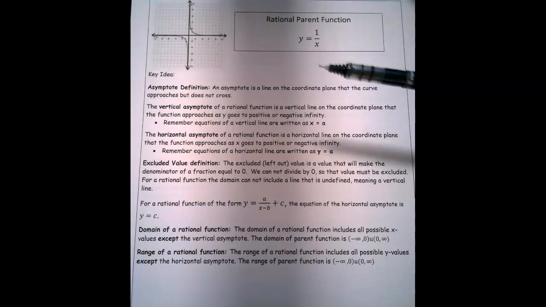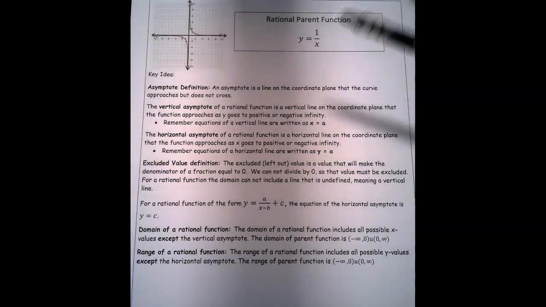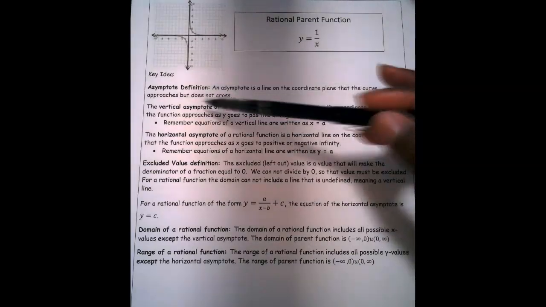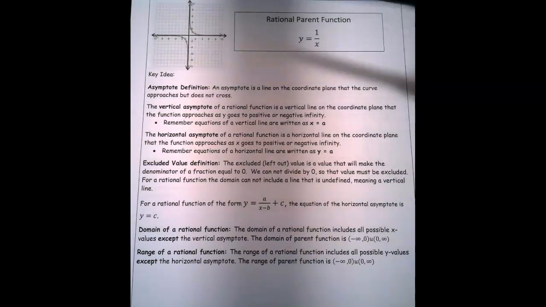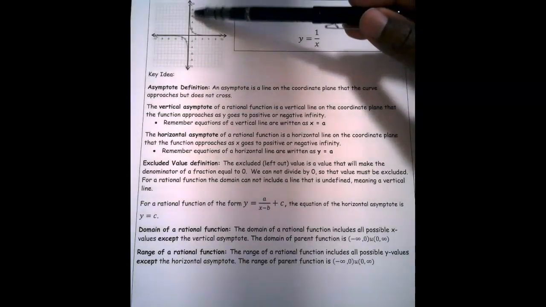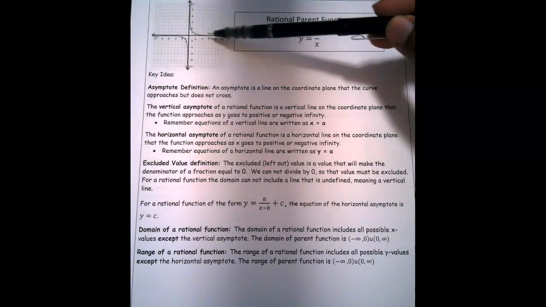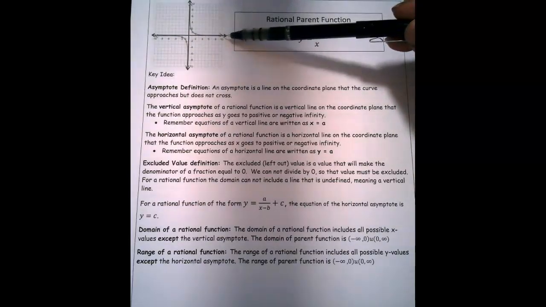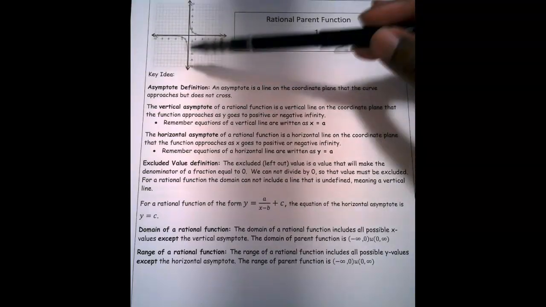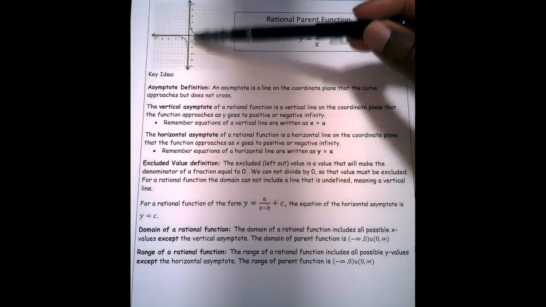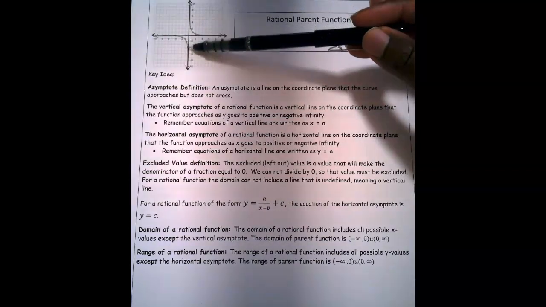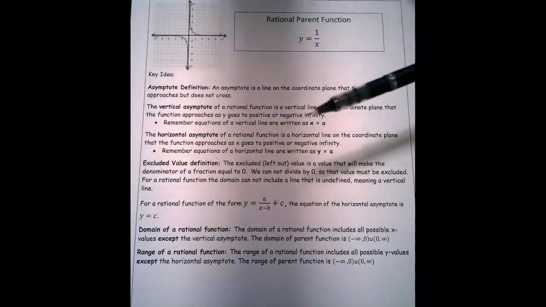We will be using what we call asymptotes. Now, an asymptote is a line on the coordinate plane that a curve approaches but does not touch. So in this case, the graph is this curved line. It is approaching y equals 0, but it will never touch it. It just looks like it's touching it. And here the asymptote would be x equals 0, because as we can see, this portion of the curve is approaching it but will not touch it.